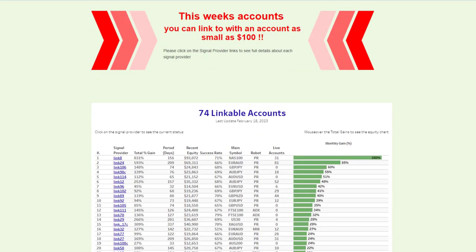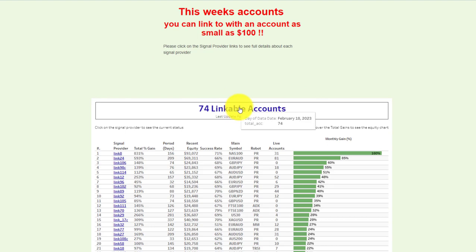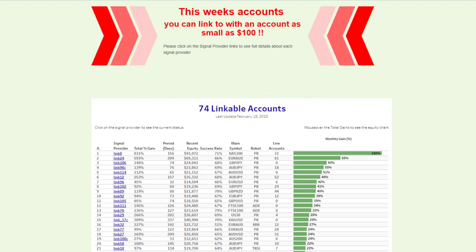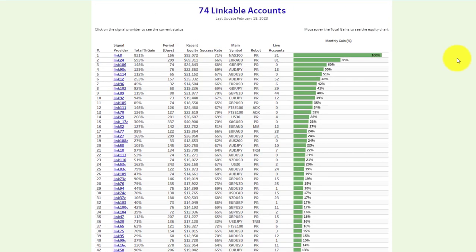And here we are, this week's accounts that you can link to. There are 74 linkable accounts that you can link to. They are all profitable. And now what have we added to help you in your selection process? I'm going to go through the two items that we've added, but then I'm going to have a look at some other areas that you can look at.